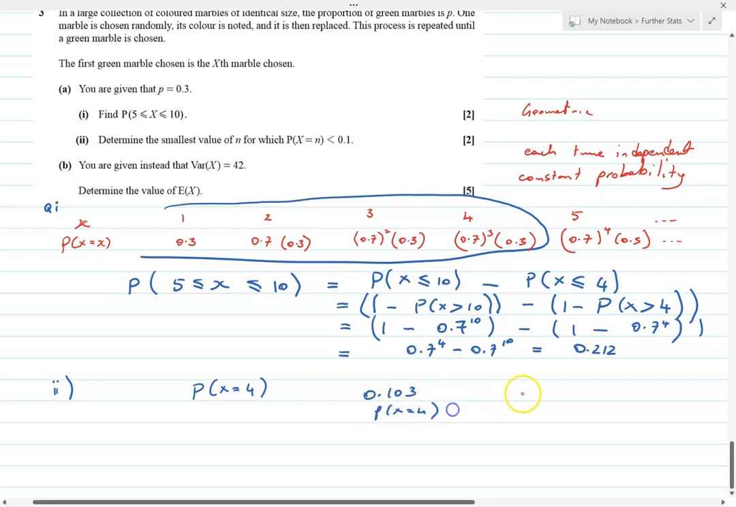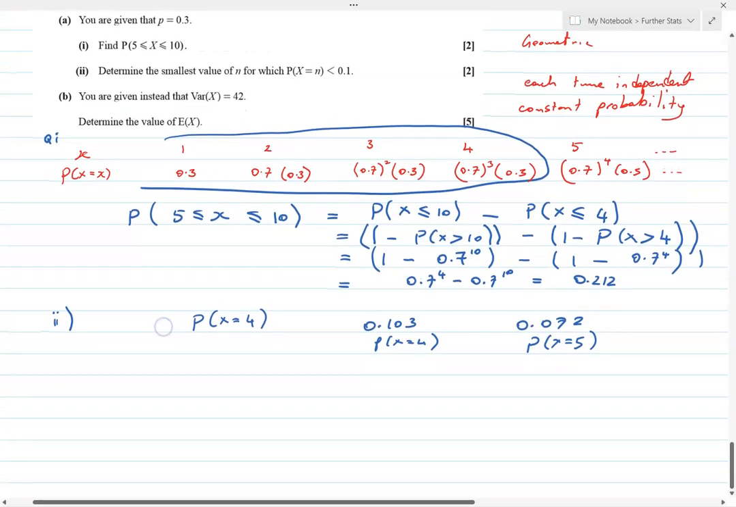And probability of x equals 5 works out to be 0.072. So probability x equals 5 is fairly quickly obtained just by searching for that value, which is fine. But you do need justification. You would need to write both in those cases. Probability x equals 4 is basically the first one where the probability is greater than 0.1. So the first one where it's less than 0.1 is x equals 5.